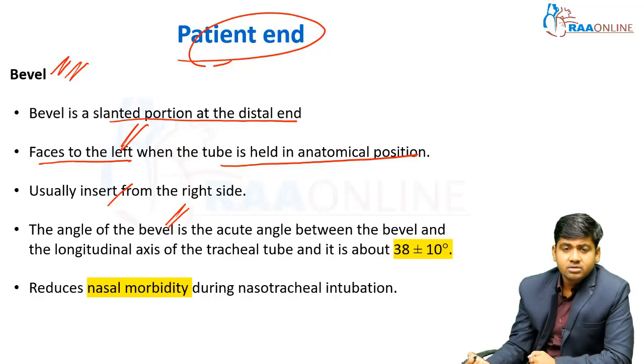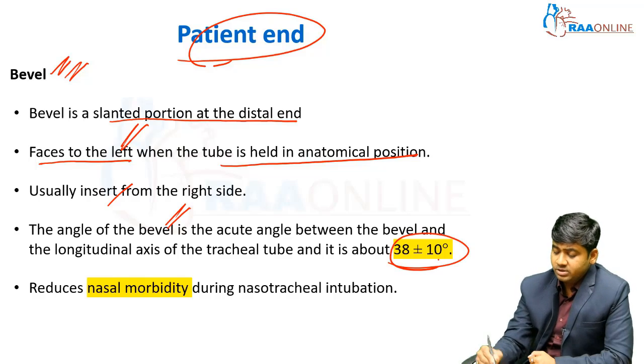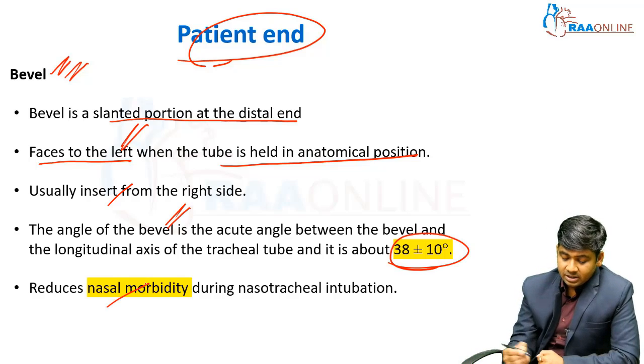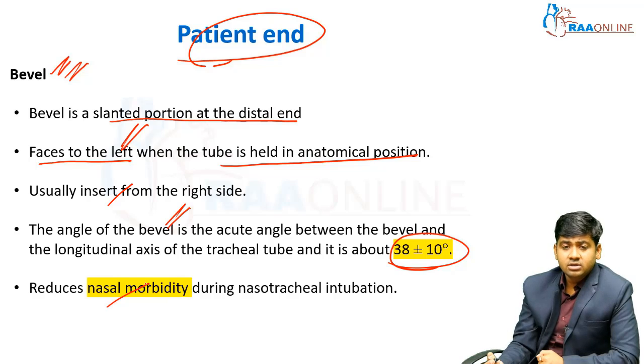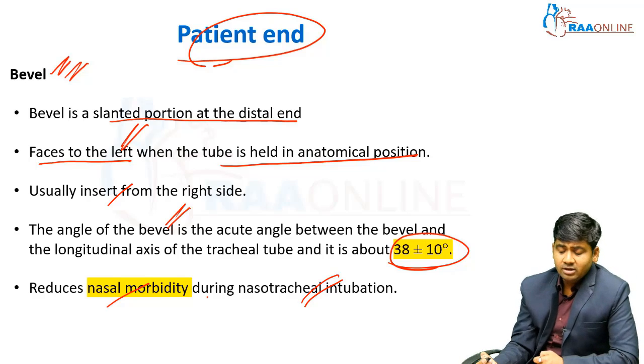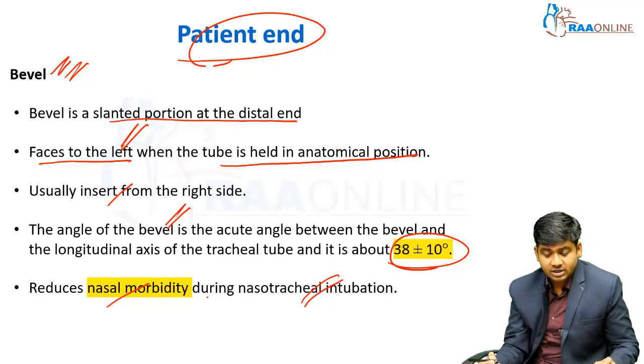The angle of the bevel, mostly asked in the OSCE, is 38 plus minus 10 degrees. It reduces nasal morbidity during nasotracheal intubation. Because it is a slanted bevel and non-cutting, non-traumatic, it will hardly cause any injury to the nasal mucosa when inserted properly.